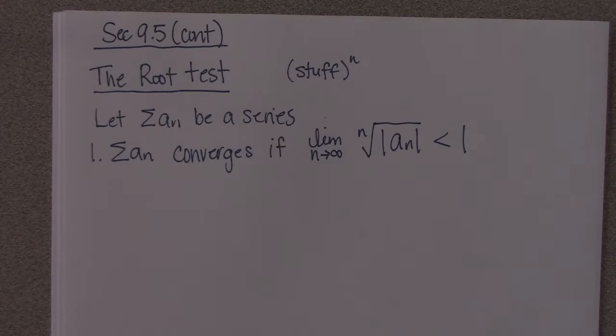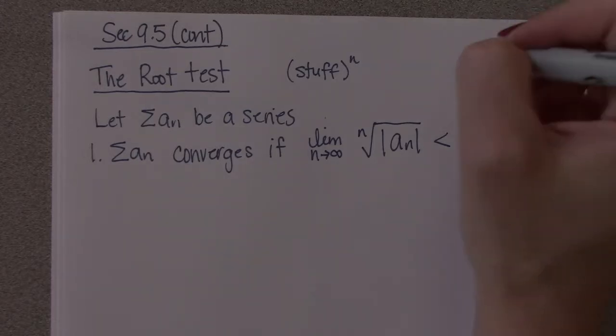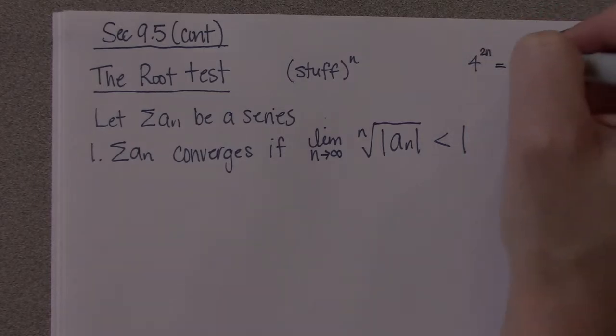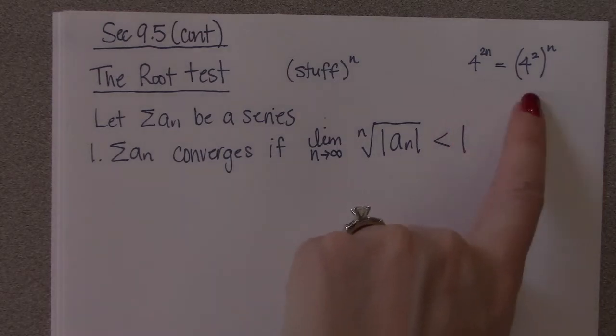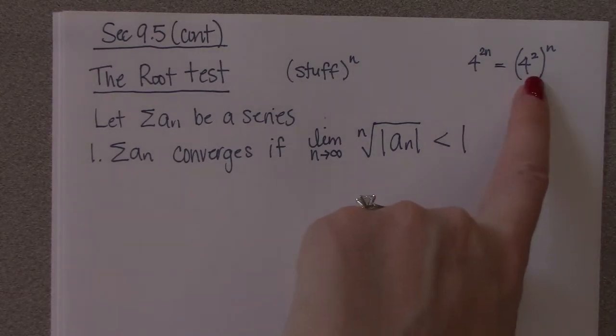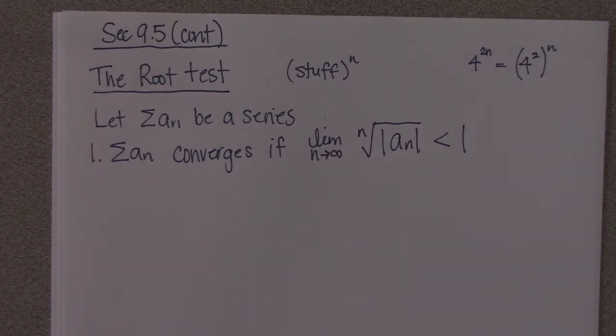Now, some of the series I looked at the other day, we had stuff raised to the 2n. So what you would have to do if you had something raised to the 2n is, well, if I have 4 raised to the 2n, we would rewrite it as 4 squared raised to the n, because you're only allowed to take the nth root. You can't take the 2nth root. So remember, we want to make sure we got our rules of exponents down, so we could rewrite that as 16 to the n, and then if we took the nth root, we would just get 16, okay?